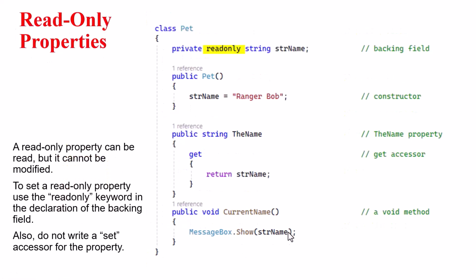If you need to create a read-only property, for example, string name up here being read-only, we place readonly right here after the private area. And then we leave out the set value, as you can see. A read-only property can be read but cannot be modified. To set a read-only property, we use the readonly keyword in the declaration of the backing field, and we do not write a set accessor down here.